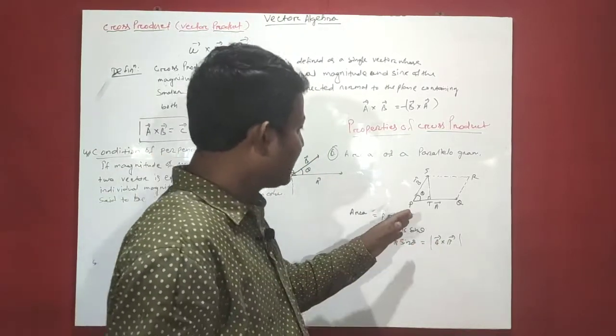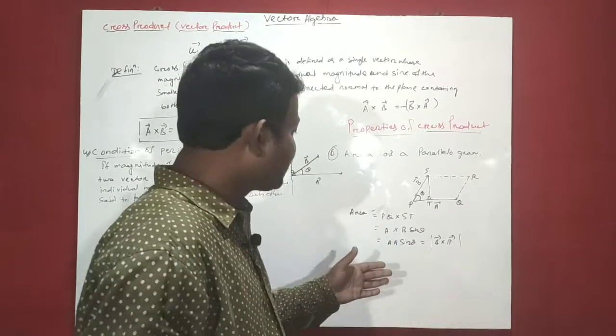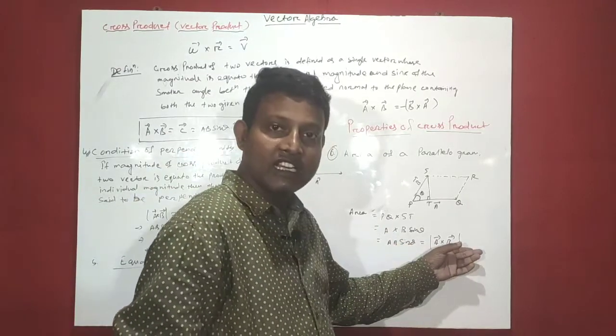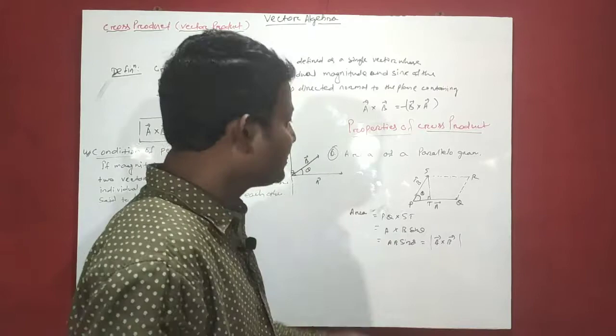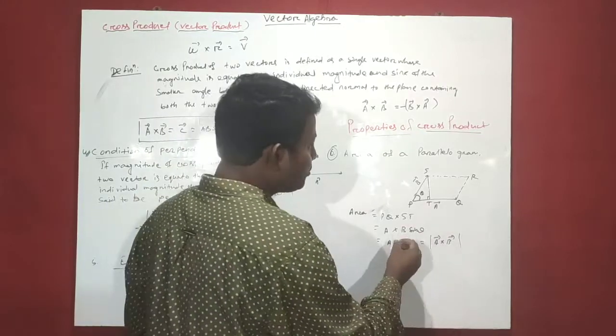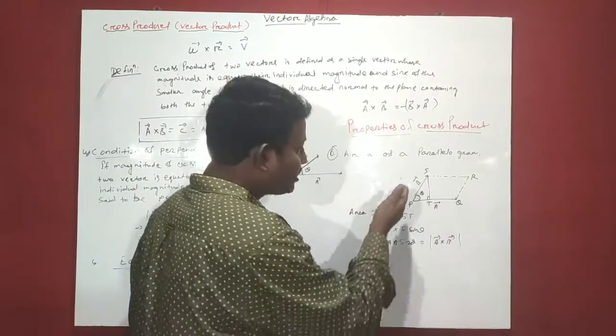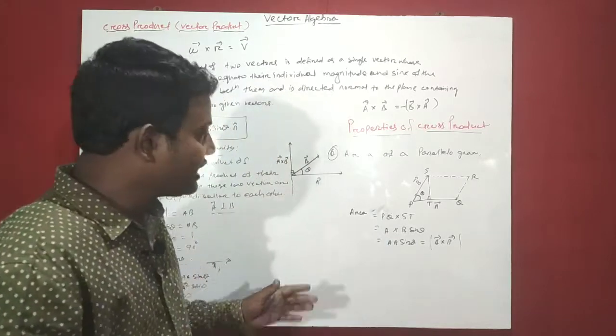So when we take the cross product of two vectors, it also expresses the area of the parallelogram in which these two vectors are represented by the two adjacent sides.